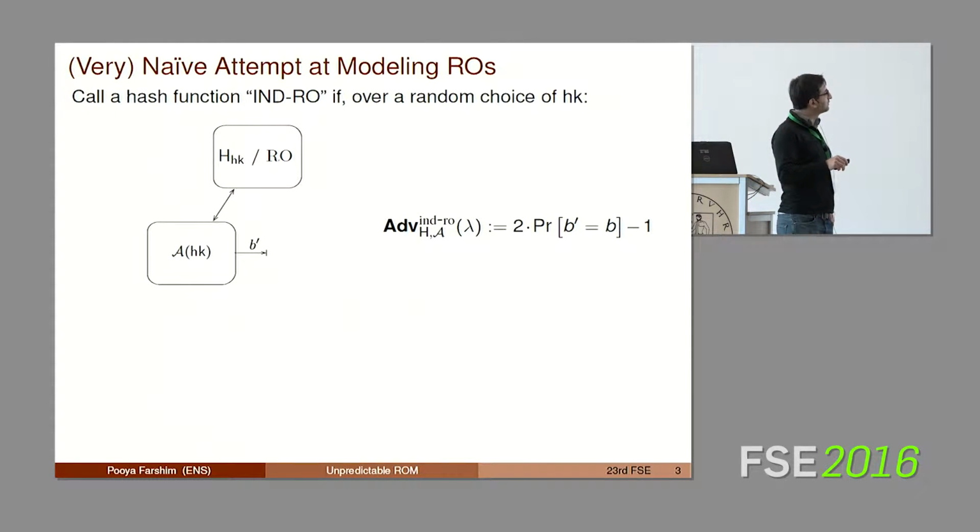So the adversary is talking to either the hash function or the random oracle and needs to tell which one it is talking to. The advantage is defined, as usual, by the probability of guessing the bit. This bit signifies whether you're talking to the hash function or the random oracle, scaled away from 1/2.